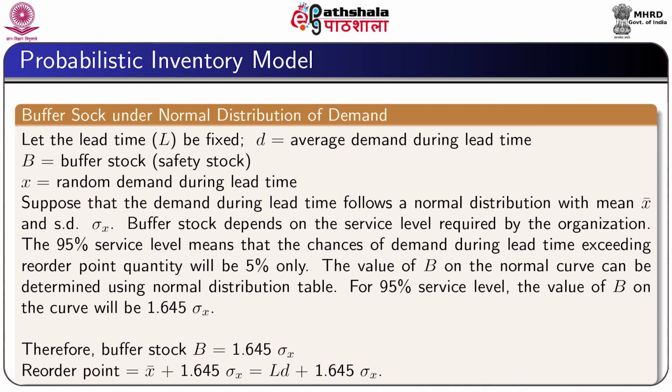The value of B, that is the buffer stock, on the normal curve can be determined using normal distribution table. For 95% service level, the value of B on the curve will be 1.645 into sigma x. Therefore, buffer stock B equal to 1.645 into sigma x and reorder point equal to x bar plus 1.645 into sigma x, that is equal to LD plus 1.645 into sigma x.